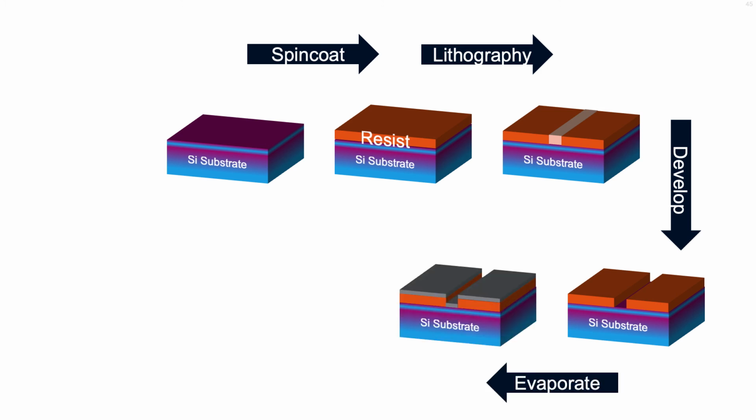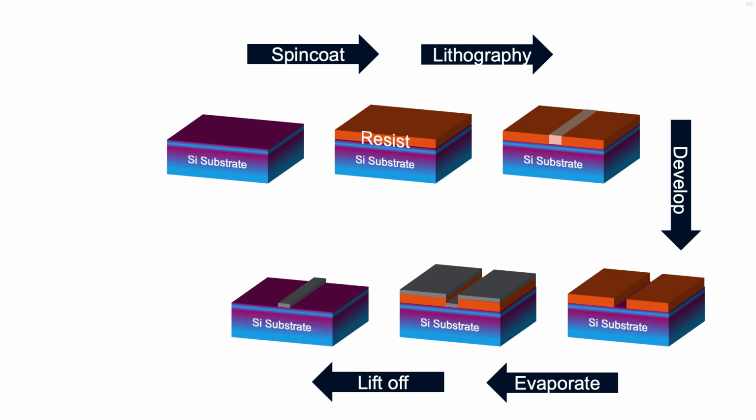After that, we evaporate a thin metal layer on both the resist and the substrate. Afterwards, we dissolve the remaining polymer. By doing so, we remove or lift off all metal that was on top of the resist. This procedure only leaves the metal where we illuminated the polymer. Now we have our gates.